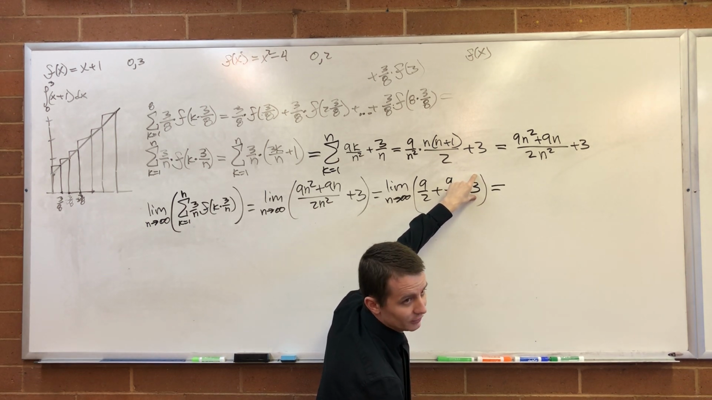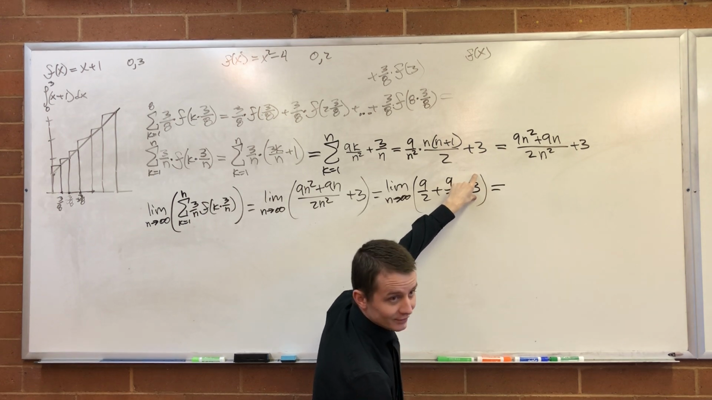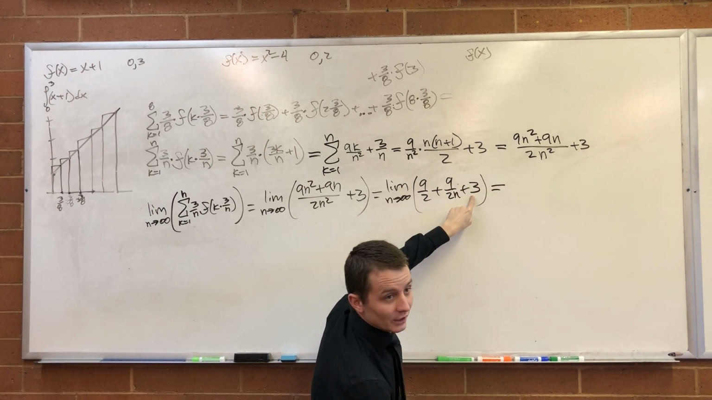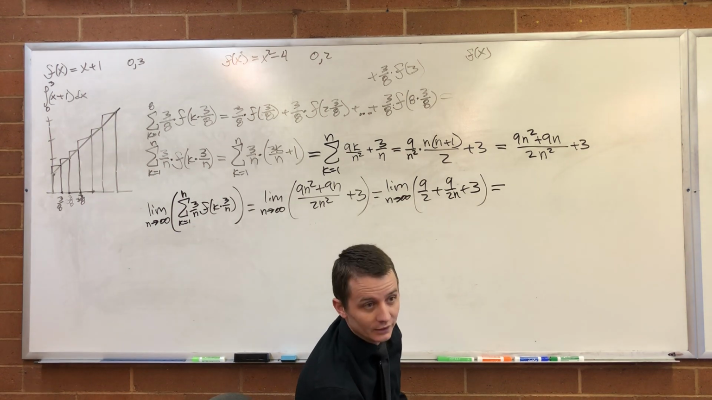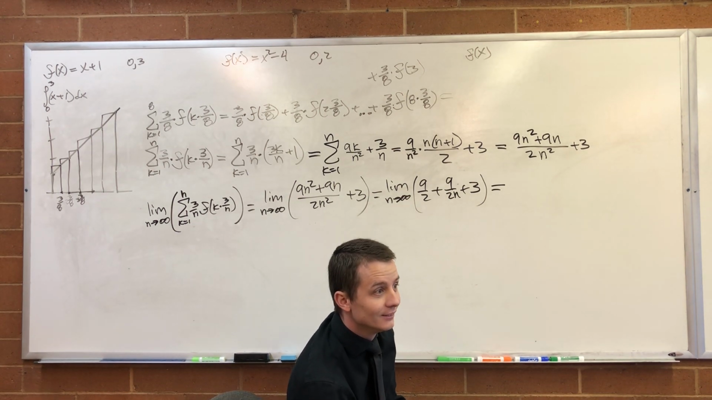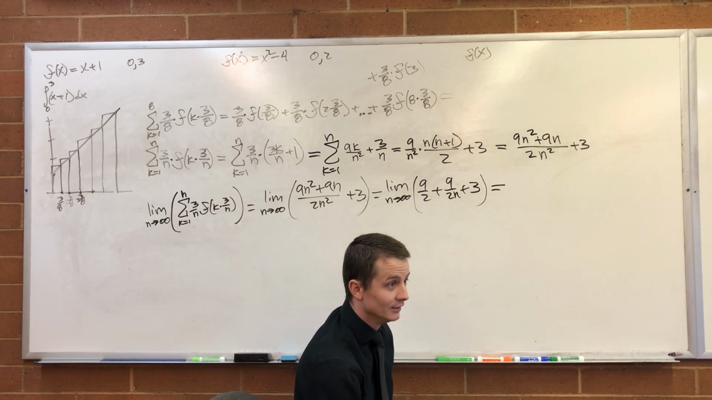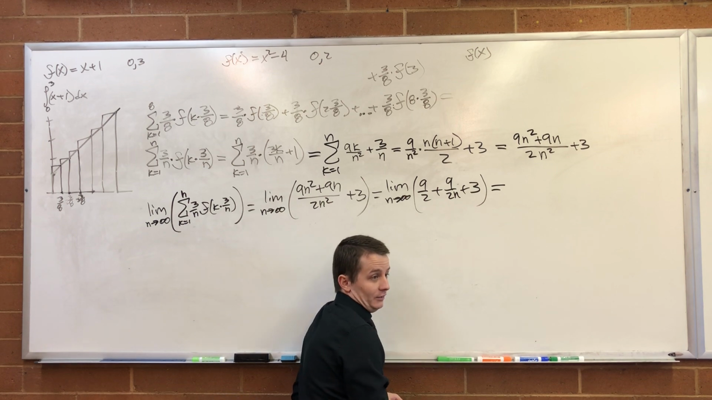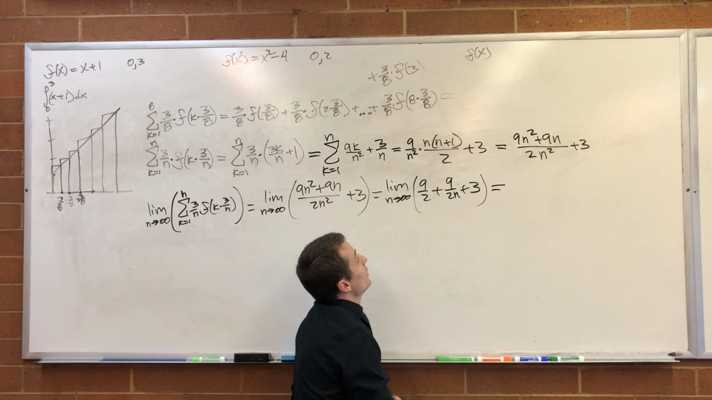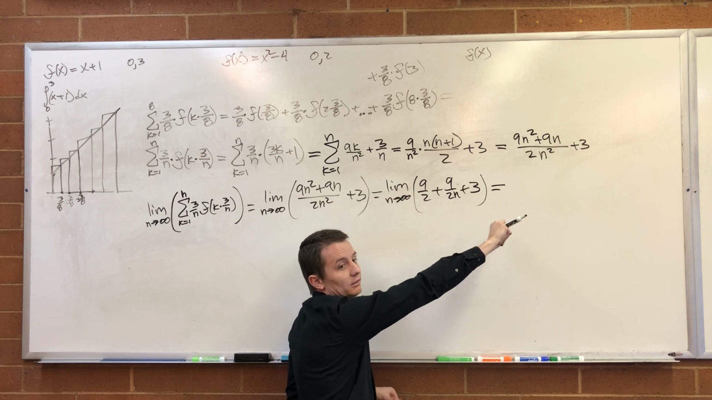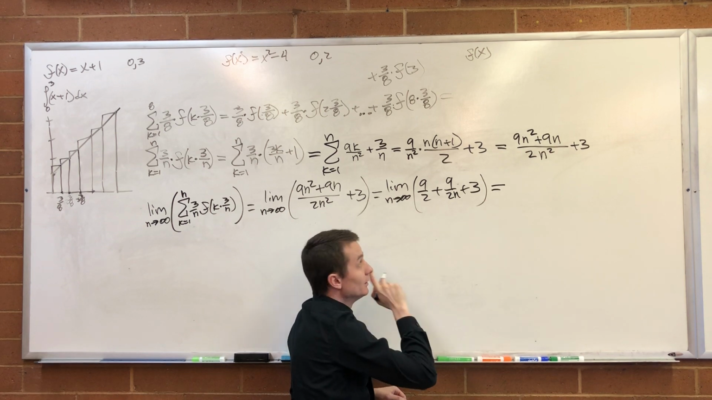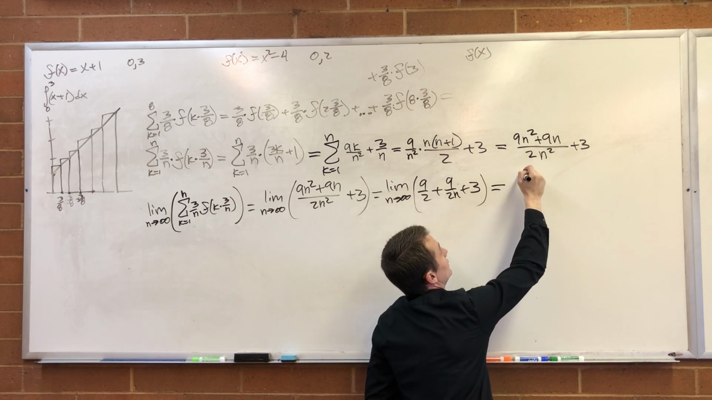What's the limit of a constant? Just the constant. What does 3 get closer and closer to as n approaches infinity? 3. It gets as close to 3 as 3 could ever get. Okay, so what's my limit now? 9 halves plus 3.